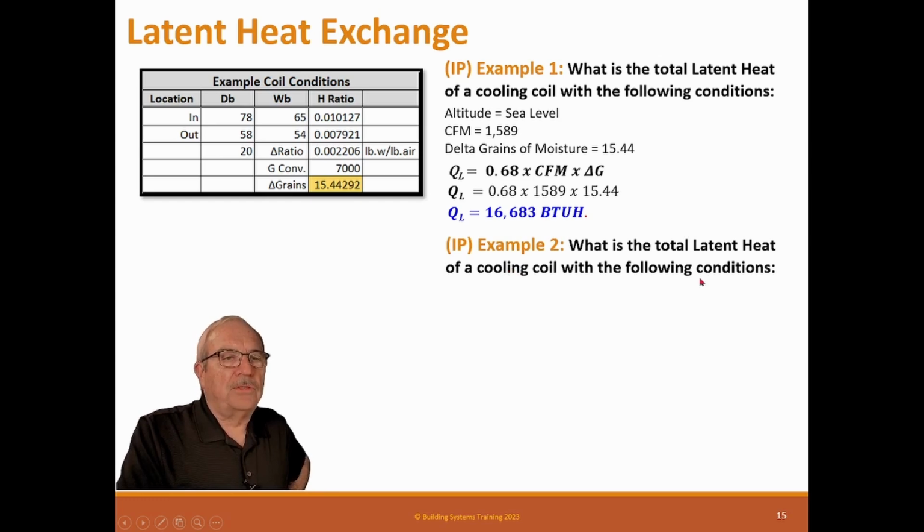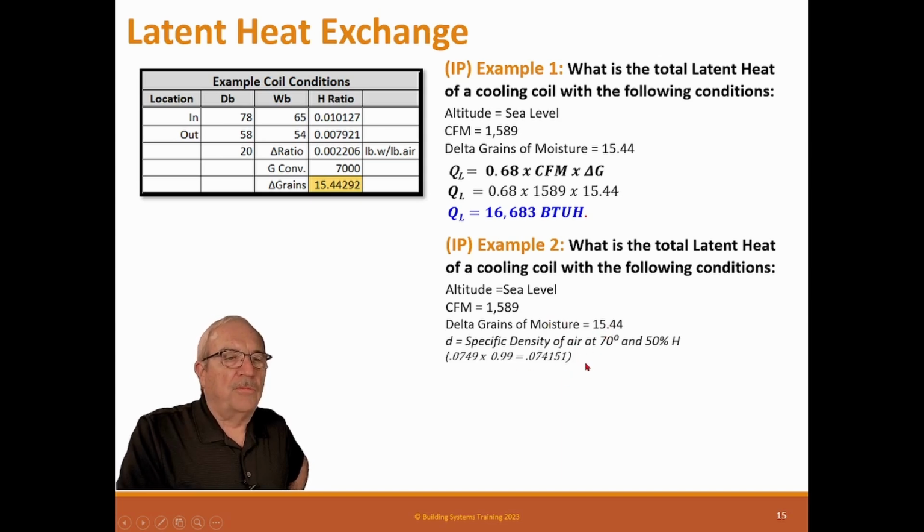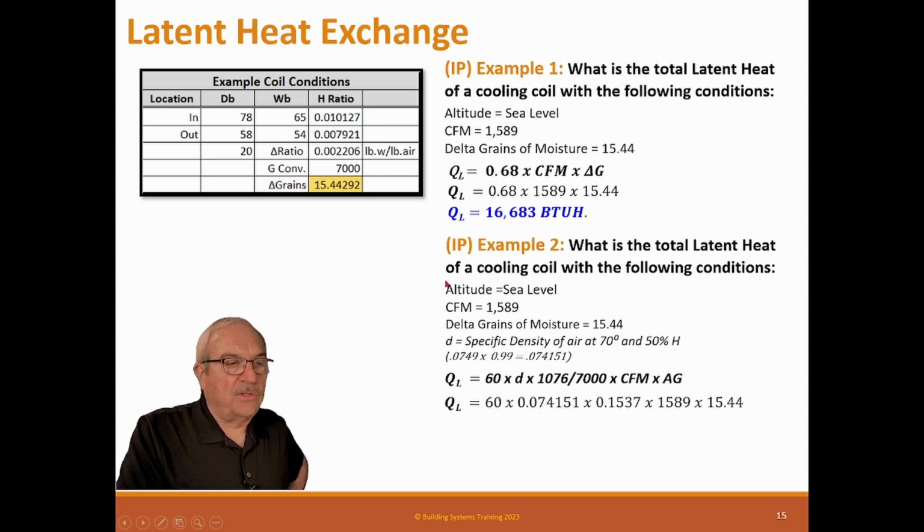Example 2: what is the total latent heat of a cooling coil with the following conditions, which is sea level, 1589 CFM, exactly the same, except this time we're going to use the other formula just to see what the difference is. So 60 times D times 1076 over 7,000 times CFM times delta G, and it equals 60 times 0.074151, that number multiplied times 0.99, times 0.1537, which is 10,076 divided by 7,000, times the CFM of 1589, times the grains of 15.44.